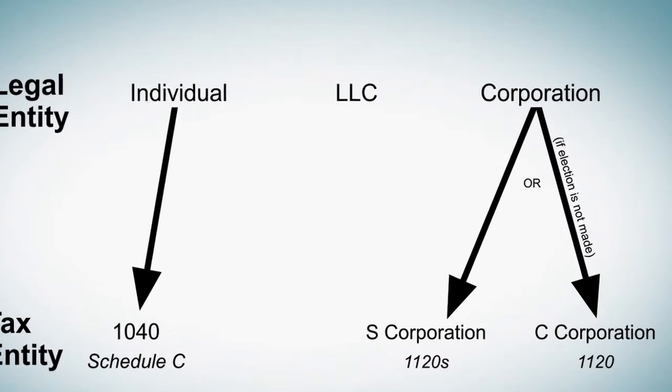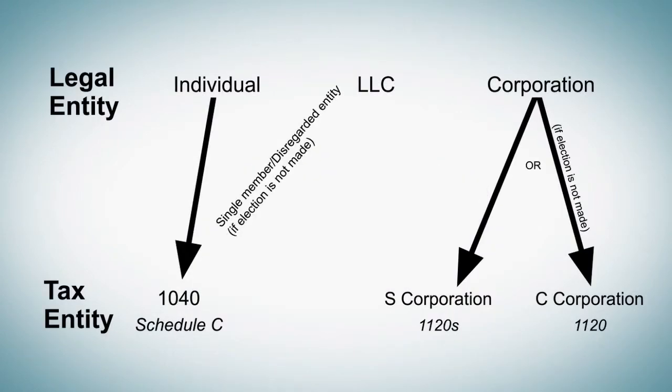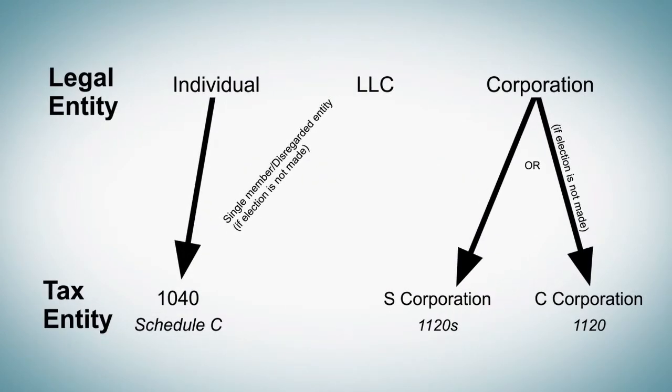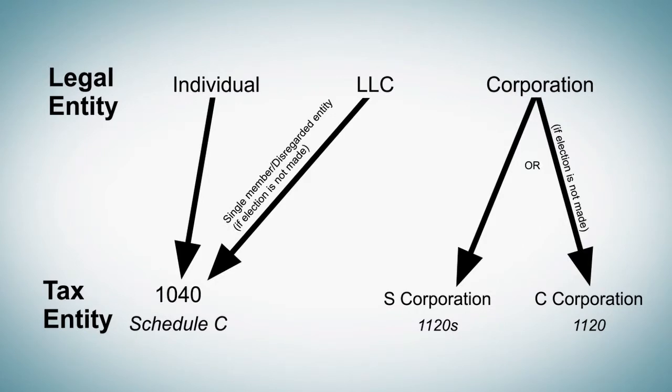As an LLC, by definition, if you are by yourself, you're the only member in this LLC, and you haven't made an election, the IRS looks at you as what's called a disregarded entity, which means you don't file a separate tax return. You sort of revert back to being an individual and filing all the business information on your personal return, a Schedule C.